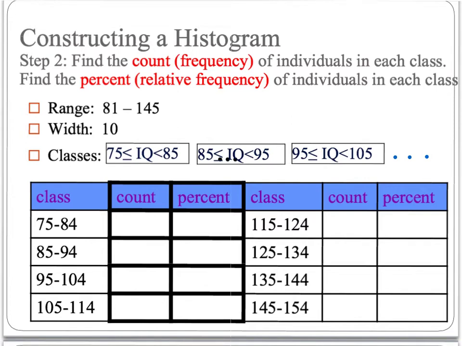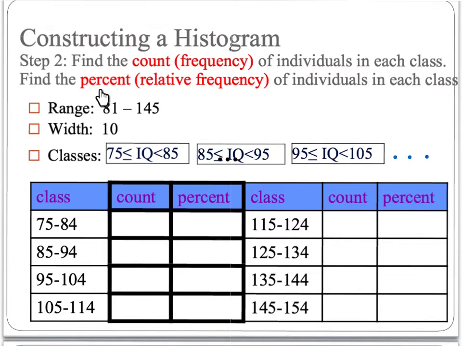So here we have our frequency table, as it's called, and we're going to talk more about this week. And we have our classes listed. Now notice when I listed them here, instead of using interval notation like I did here, I'm just doing it in this manner, 75 to 84, and I don't have 75 to 85 because 85 is in the next class. So I don't want to include it here. So the second step when constructing our histogram is to find the count or frequency of individuals in each class.